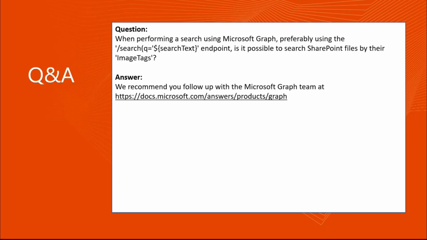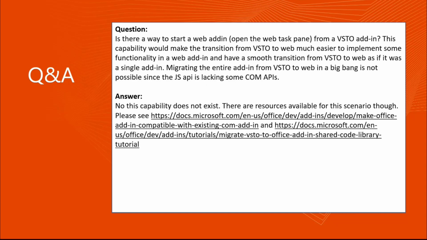Next question was about Microsoft Graph when performing a search, preferably using the search query search text option endpoint. Is it possible to search SharePoint files by their image tags? This is a good question for the Microsoft Graph team. So I put a link here to their support site, so you can reach out to them and ask them that question.